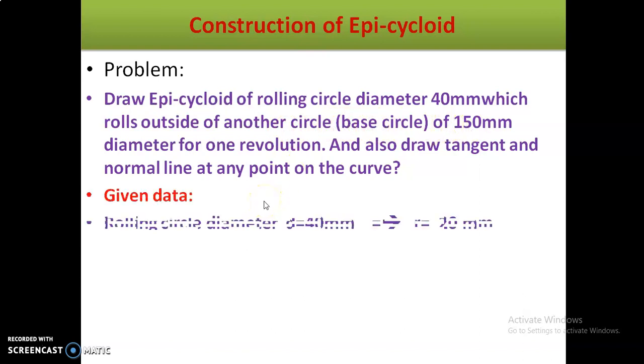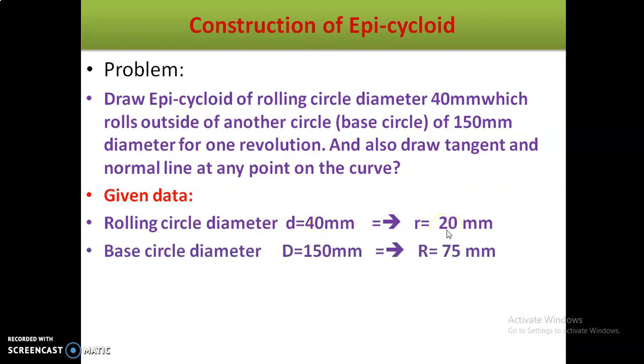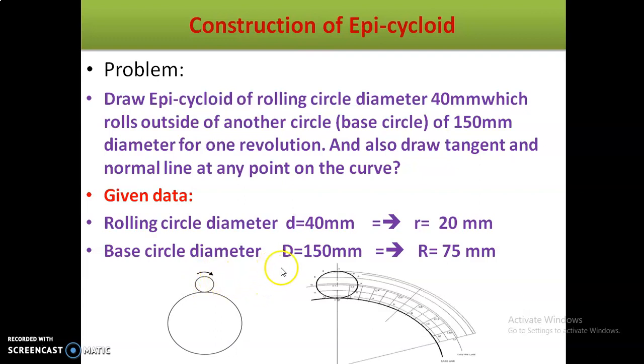What is the given data? The rolling circle diameter is 40 mm, so small r is equal to 20 mm. The base circle diameter is 150 mm, so capital R is equal to 75 mm. This is the base circle, of radius 75 mm, and this is the rolling or generating circle, of radius 20 mm. The angle between these two lines is theta. Theta is equal to 360 times 2 pi r, the circumference of the rolling circle, divided by 2 pi R, the circumference of the base circle. Then we get the theta value.